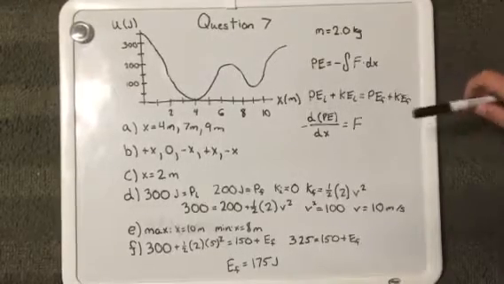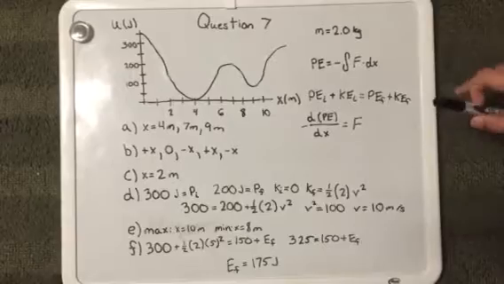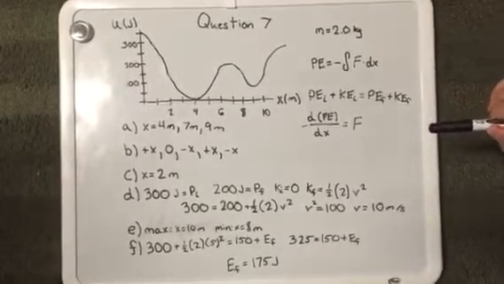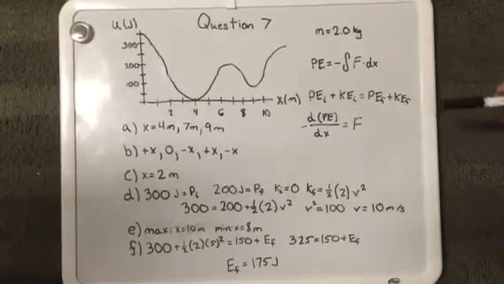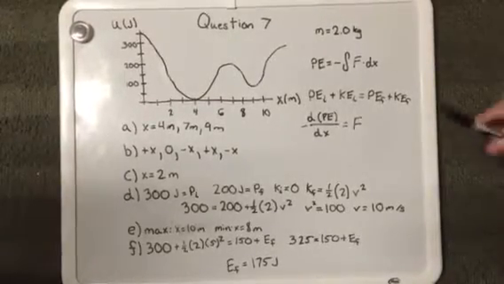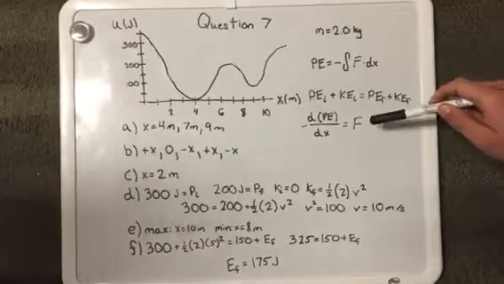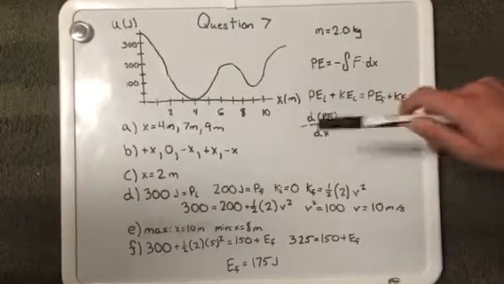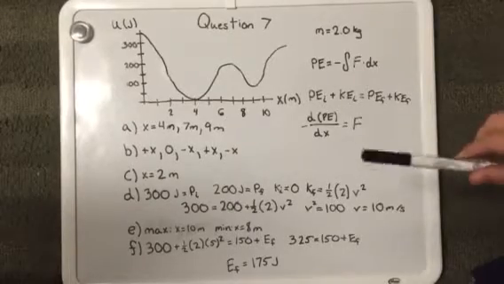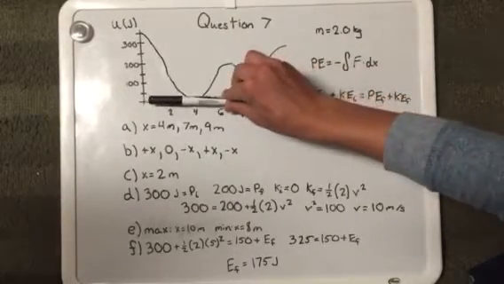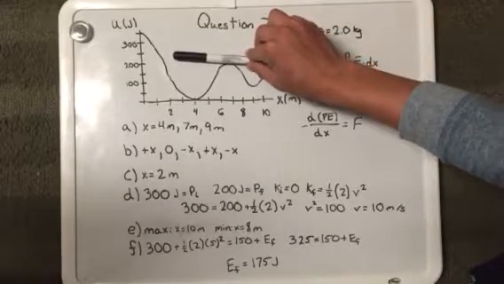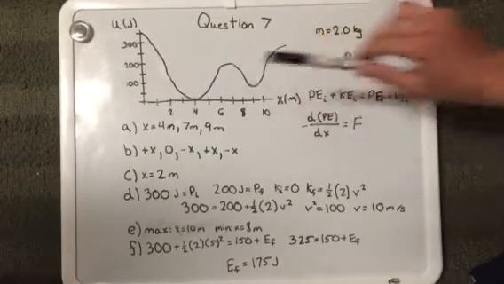Okay, part A is asking when the force acting on the object is equal to 0. So we know that the derivative of the potential energy gives us the slope. So we can notice that at 4 the slope is equal to 0, at 7 it's equal to 0, and at 9 it is equal to 0.